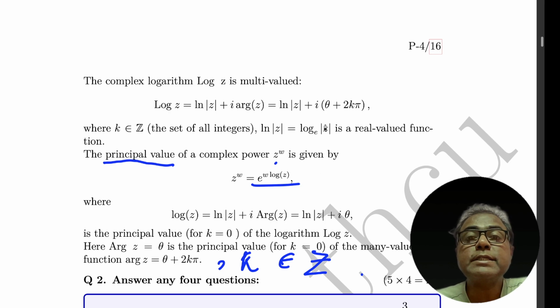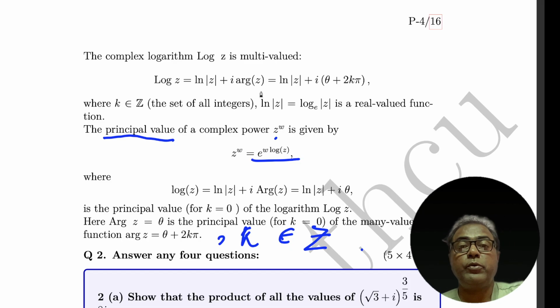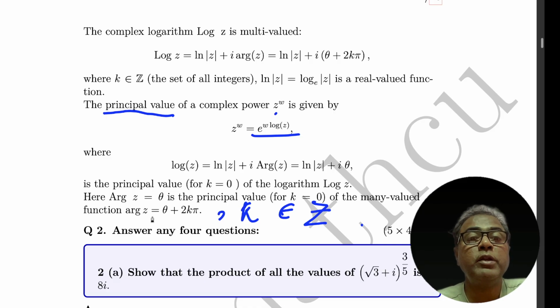Actually, this argument of z starts with the small letter a, and this Argument of z starts with the capital letter A. The capital-letter Argument z is the principal value, and the one starting with the small letter a, this argument, is the general multivalued value. This Argument of z, theta, is the principal value corresponding to k equal to 0, and for the many-valued function argument of z, theta equals 2k pi, where k belongs to the set of all integers.